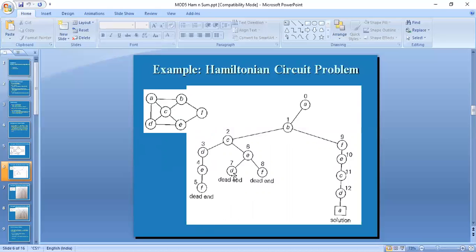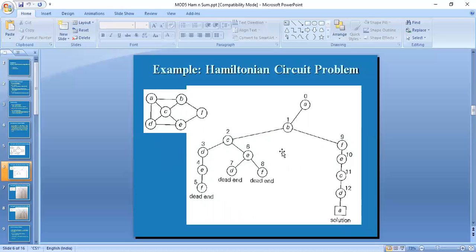Here, one of the vertices is left out. Which vertex is left out? We have covered B, C, E and D. F is not visited. So here we are saying it is a dead end because even though from D to A there exists an edge, F is not visited. Since it's not visited, we say that it is a dead end. If you are able to visit all the vertices exactly once and come back to the starting vertex, then we get a solution. So try out this problem to find not just a single solution, but multiple solutions.